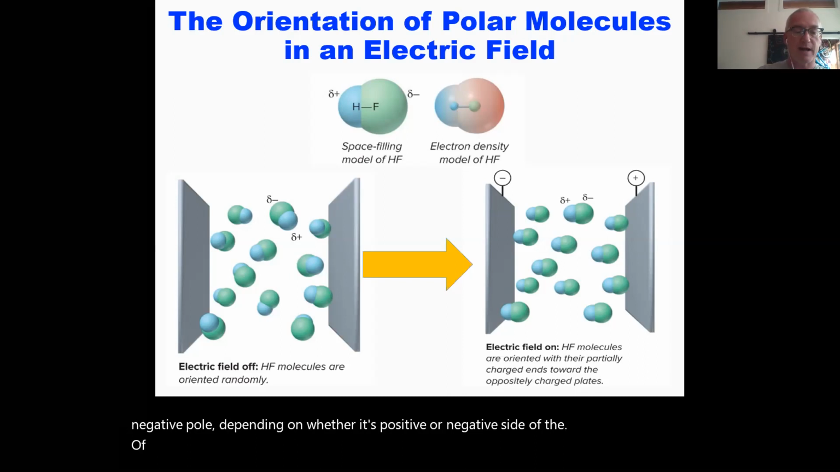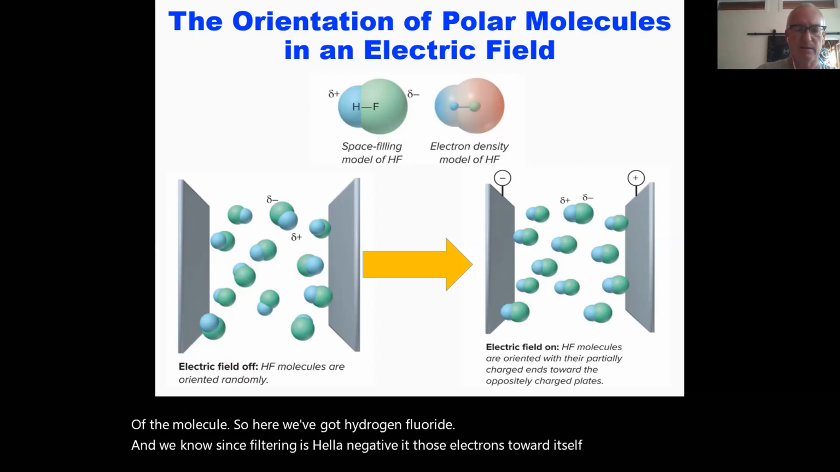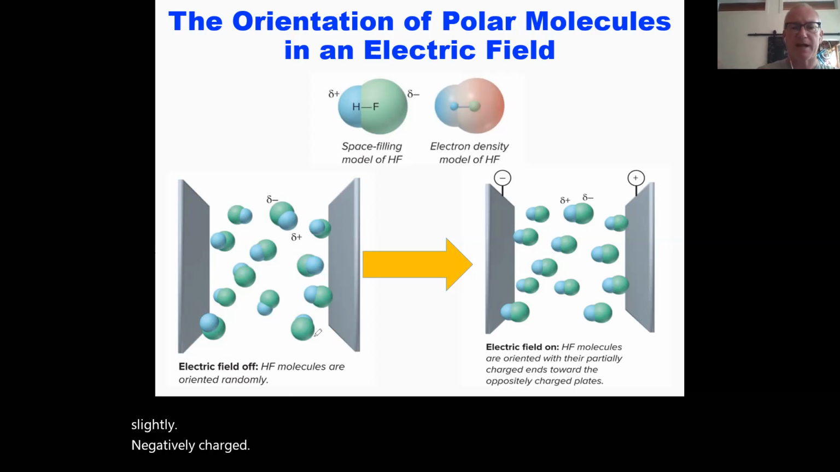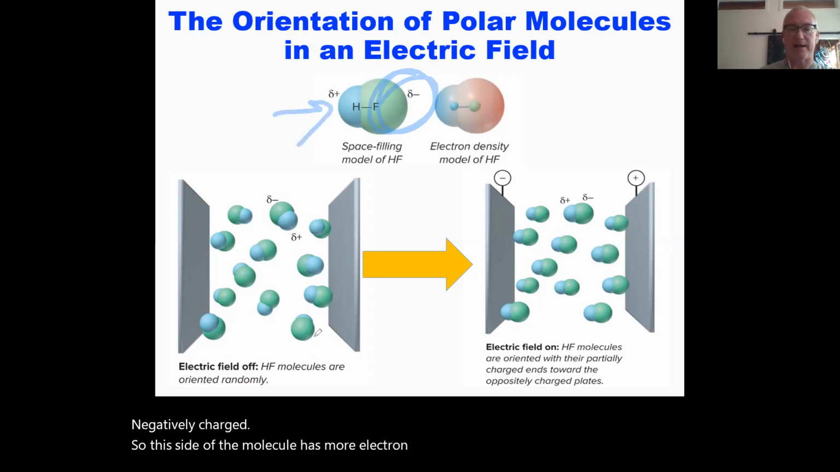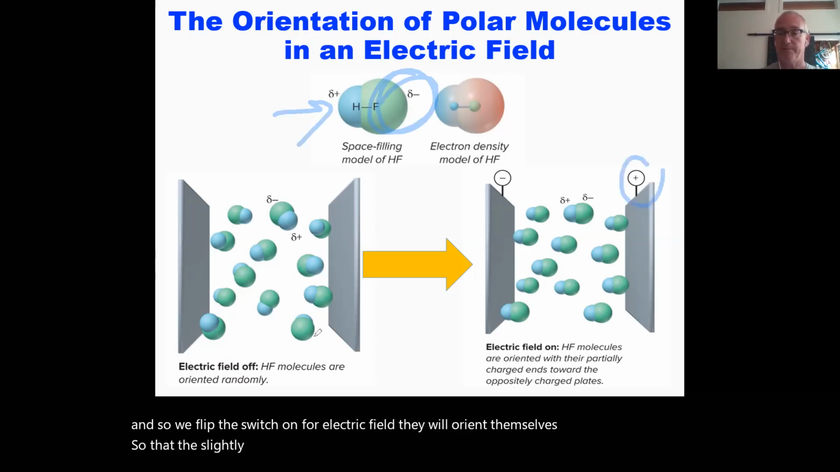molecule. So here we've got hydrogen fluoride, and we know since fluorine is very negative, it pulls those electrons toward itself and makes itself slightly negatively charged. So this side of the molecule has more electron density than that side. And so when we flip the switch on for the electric field, they will orient themselves so that the slightly negative side is pointing toward the positive pole.